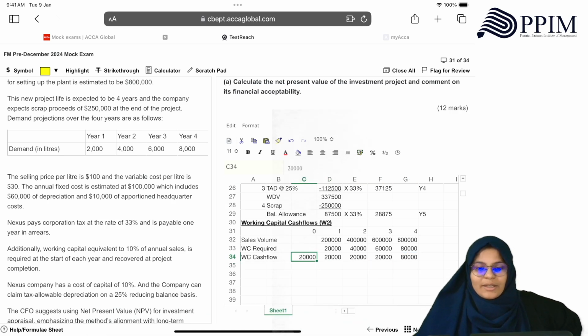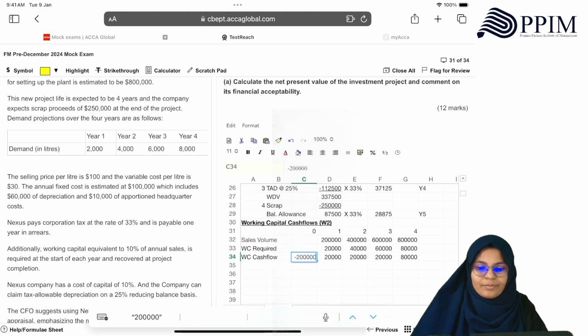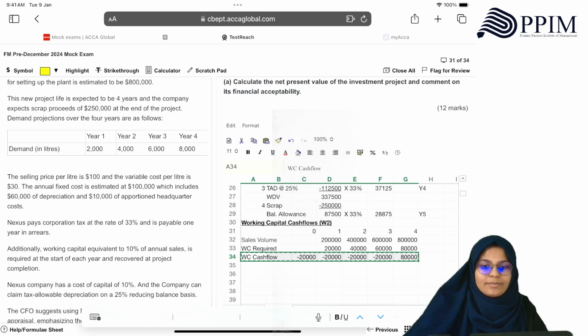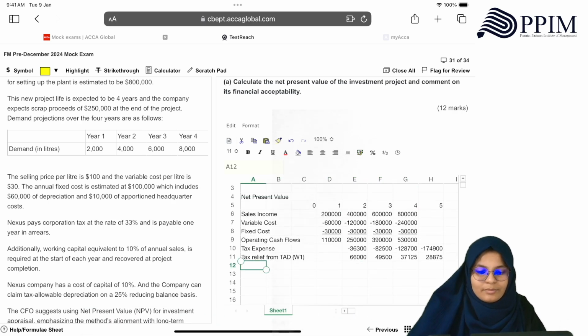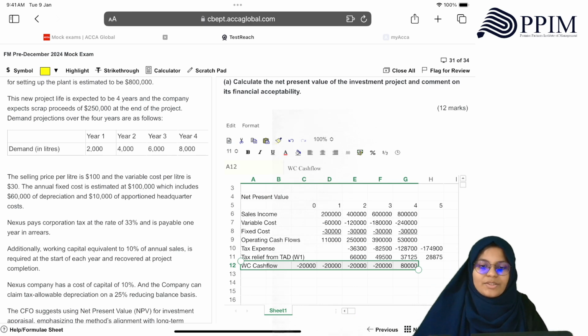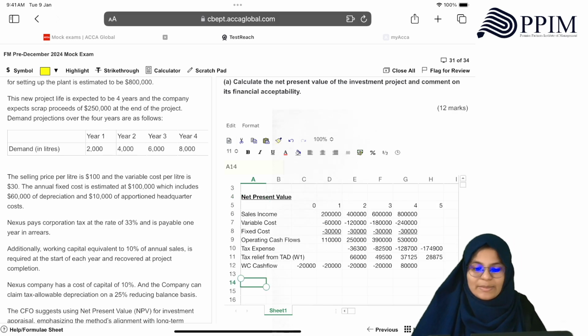Okay. So let me put these as negative figures because these are outflows. 80,000 is an inflow, right? So this whole thing you can take it to your statement. Okay. Right, so we have that as well. Now lastly, let's just take the initial investment and scrap.